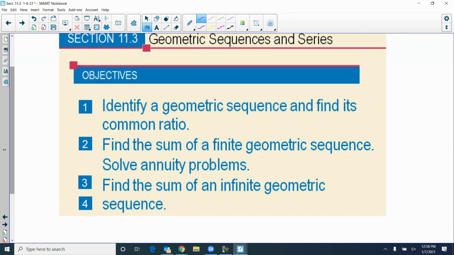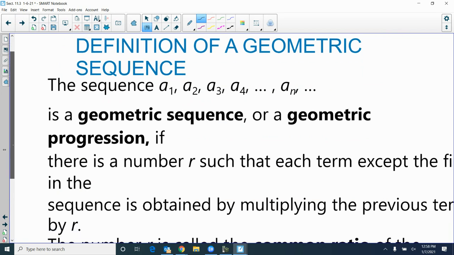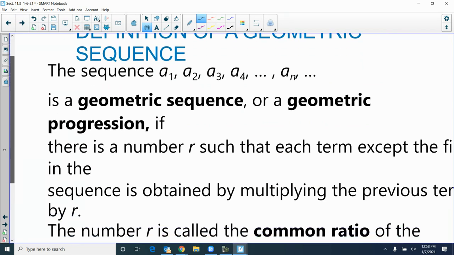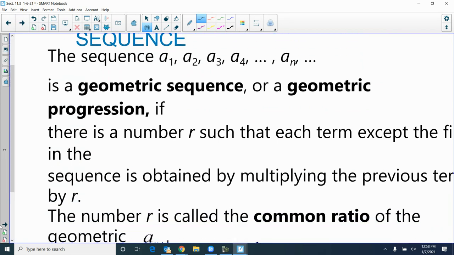The value we multiply by is called R, or the common ratio. This keeps getting messed up for some reason.